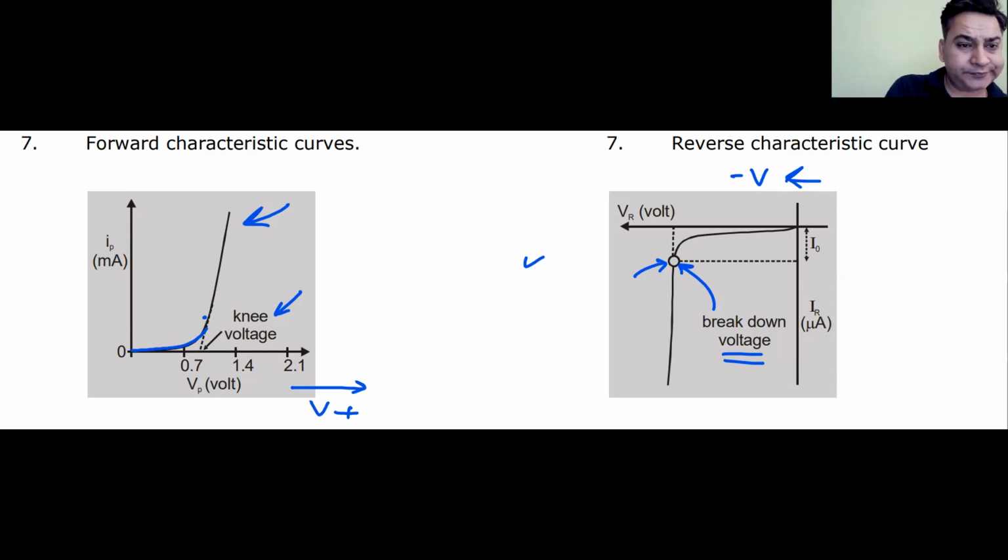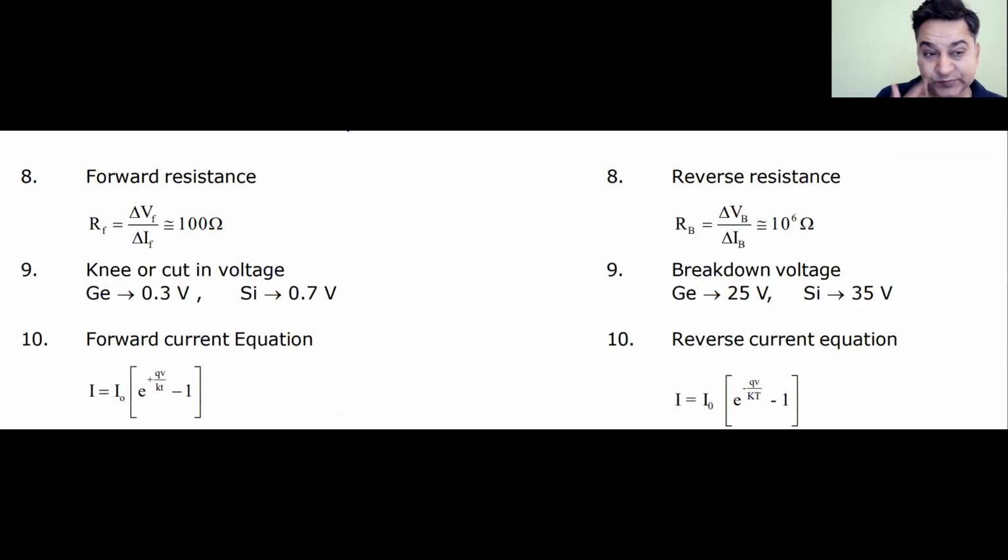Have you noted down? Done, sir. Then, sir, you'll have to understand what is forward resistance. Forward resistance means resistance in forward bias. Reverse resistance means resistance in reverse bias. Do we understand this?